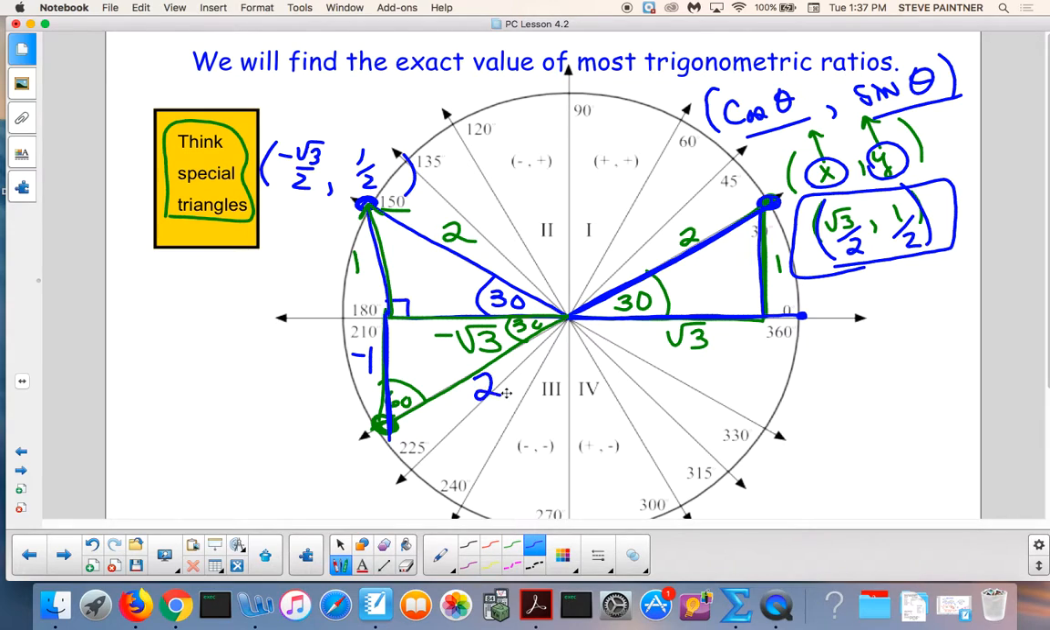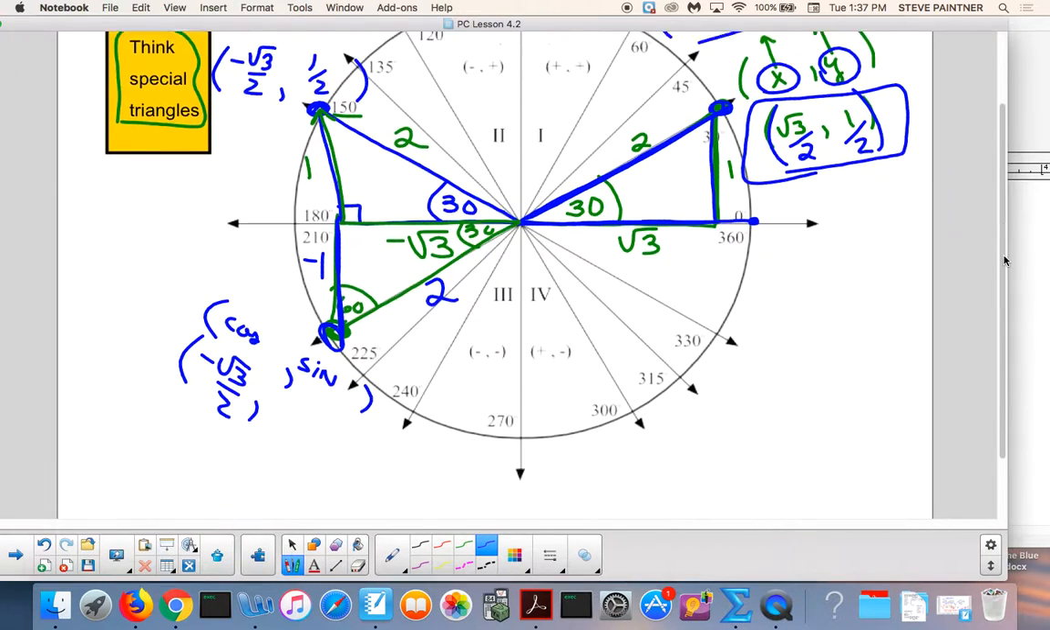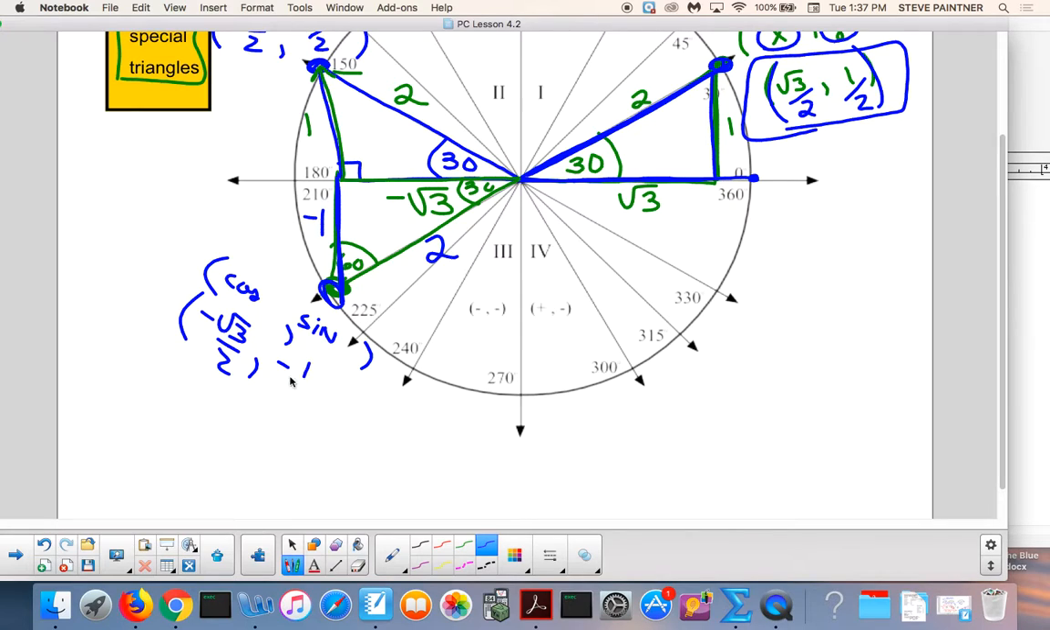That's a 2. So again, what's this point? It's really just cosine, comma, sine. What's cosine of 210? Yeah, it's negative square root of 3 over 2. Comma, what's sine of 210? Yeah, negative 1/2. Look at your ordered pairs. In quadrant 3, everything's negative, negative. In quadrant 4, just do this.